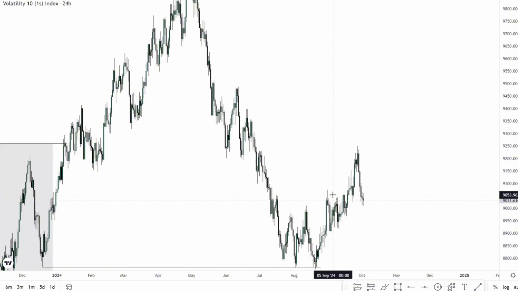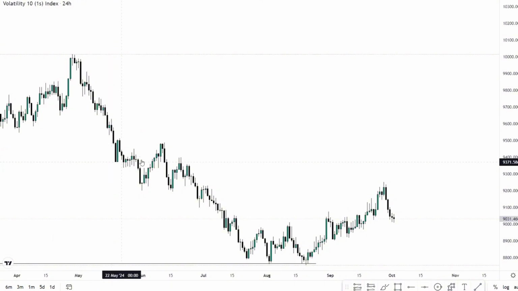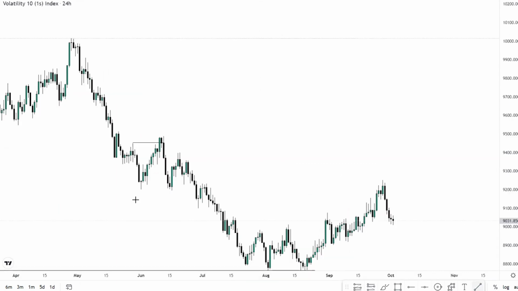Now, your first thing is to get areas of manipulation. You need to get where the market has manipulated, either to the upside or to the downside. I am talking about something like this. You can see that we had a high here, we had a low. The market came back and manipulated this high, and we had this change of character here.